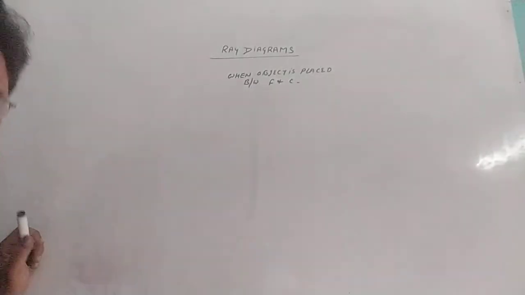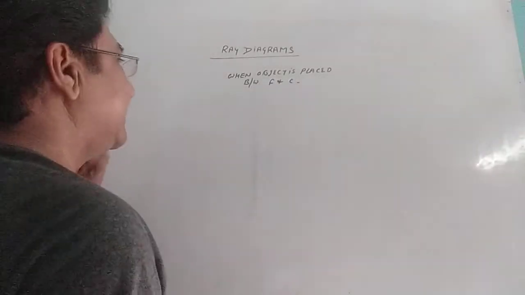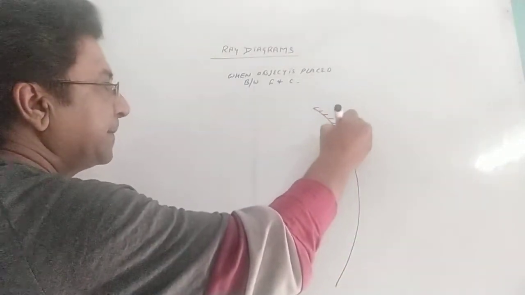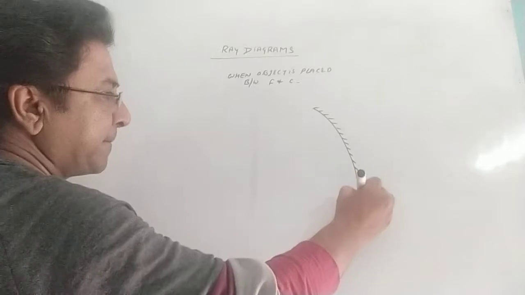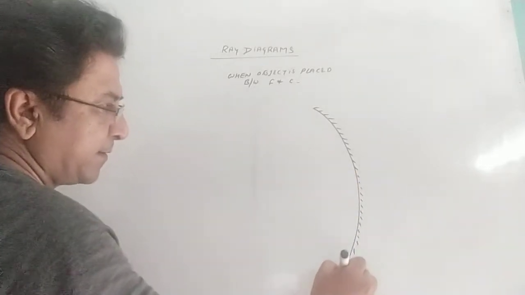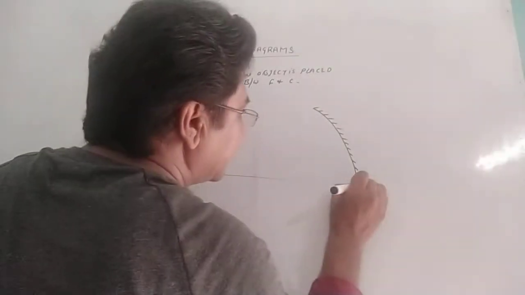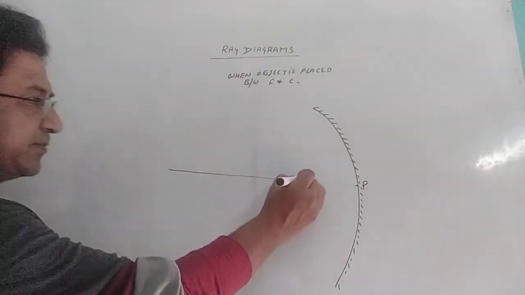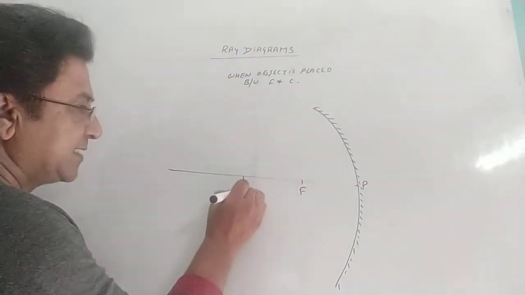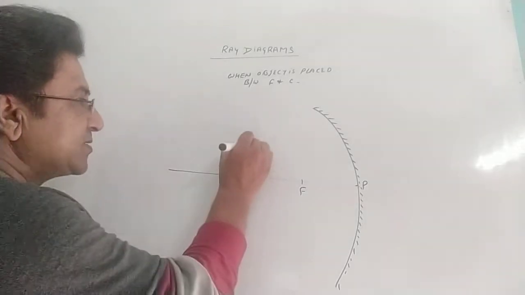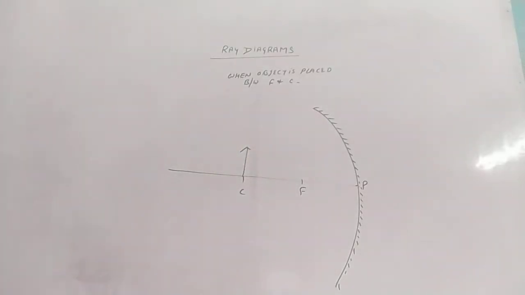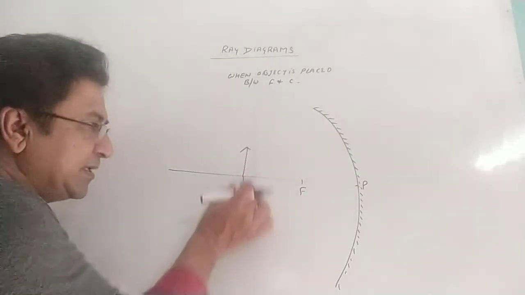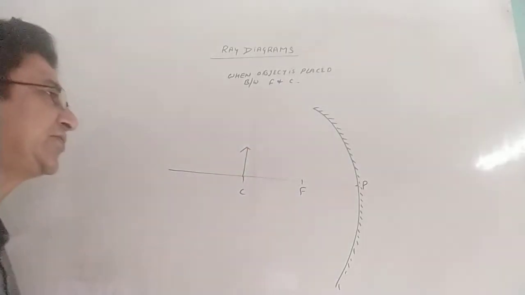Draw properly with measurement, taking scales. Then again make a concave mirror. Find out by measurement the pole, the center of the mirror. Again take measurement of principal focus and center of curvature. Now the object is placed above the center of curvature. When the object is placed above the center of curvature, image also forms just below the center of curvature.